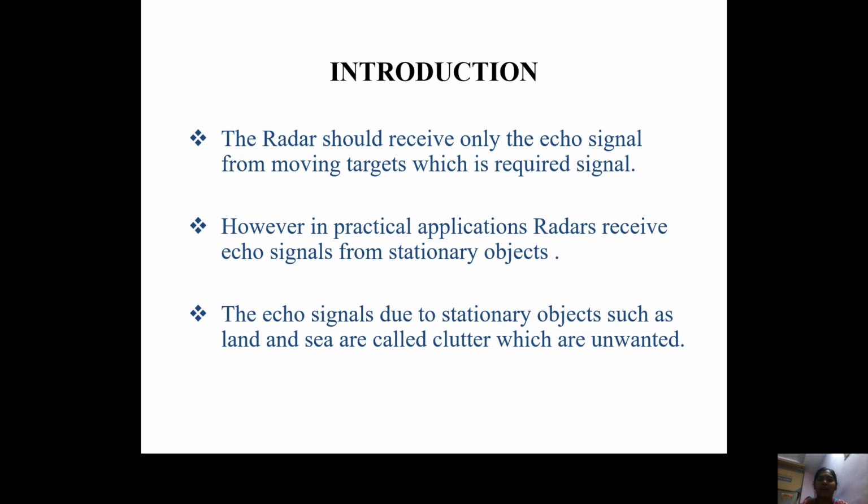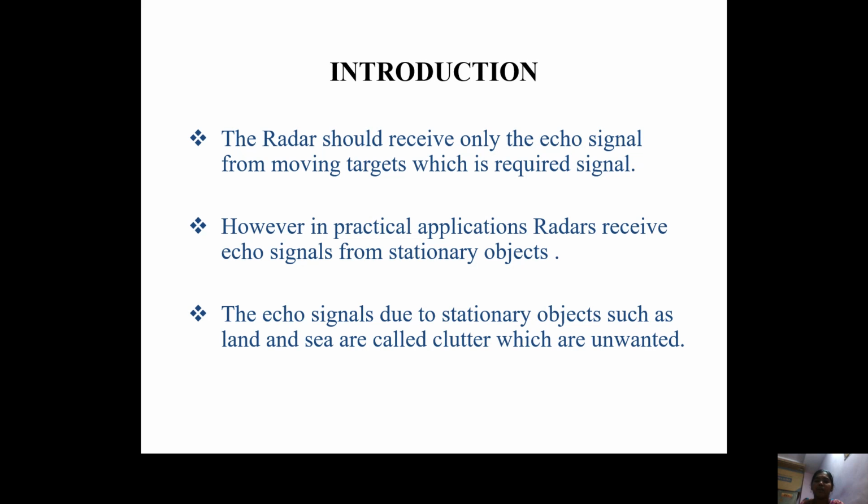That is why moving target indication gains very much priority. But in practical applications, it is very difficult to separate the targets from unwanted targets. We need to receive only the signals which come from moving targets, and avoid the signals coming from fixed targets. The signals received from the fixed targets are nothing but the clutter, which are undesired, unwanted signals.